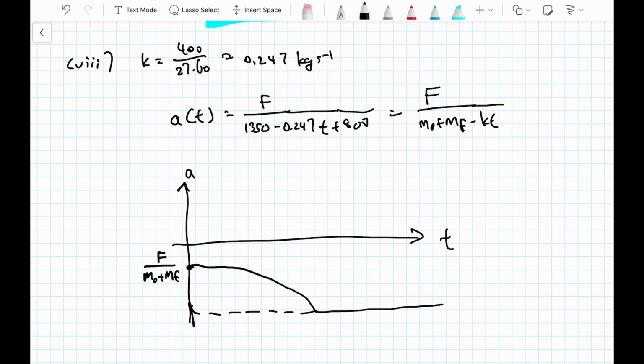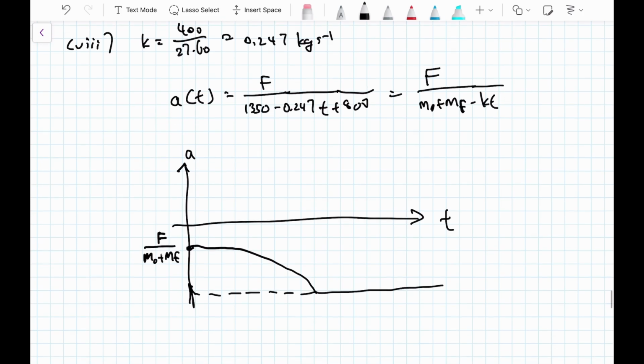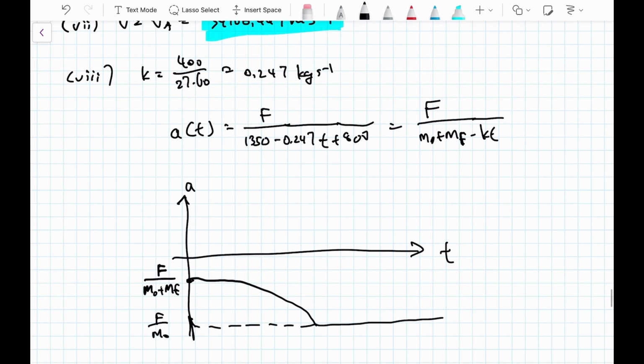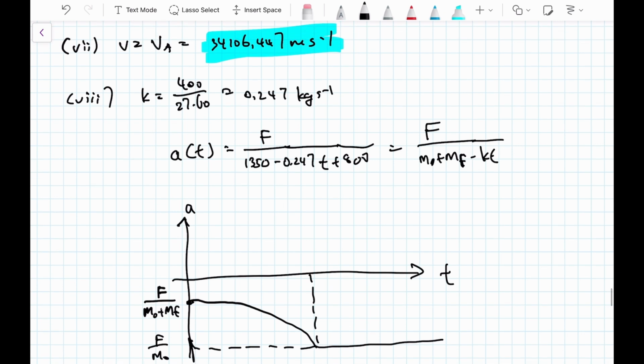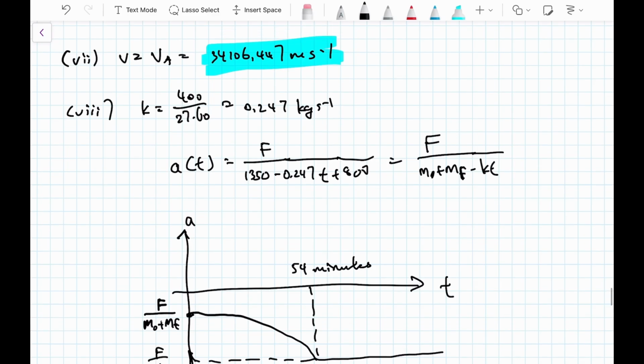So that should be F over m0. And the time over here will just be 2 times 27 minutes. So 2 times 27 minutes, just say 54 minutes. Yeah. Okay, now let's move on.